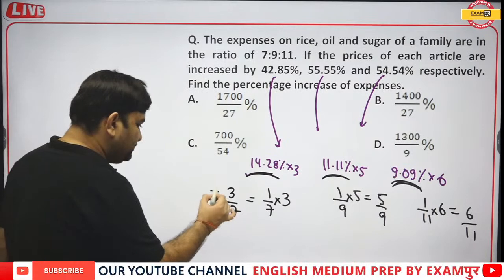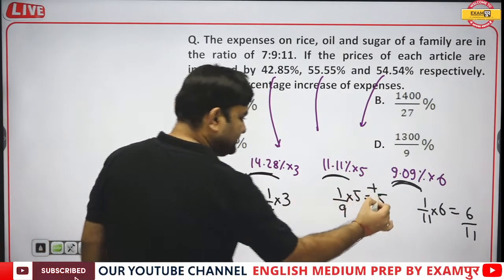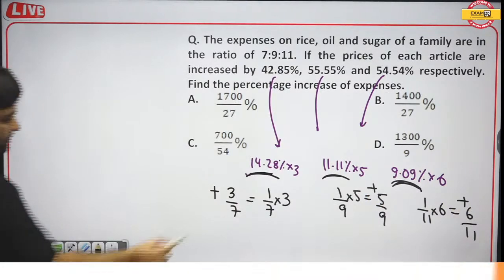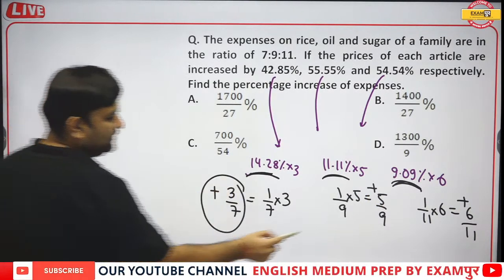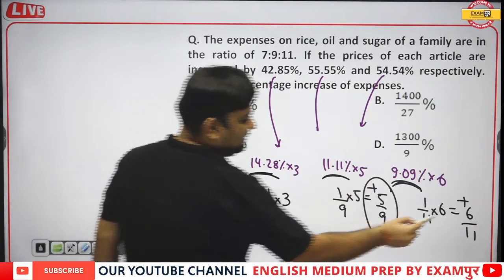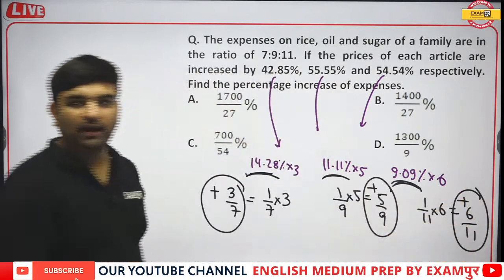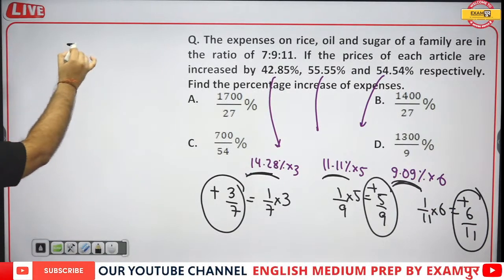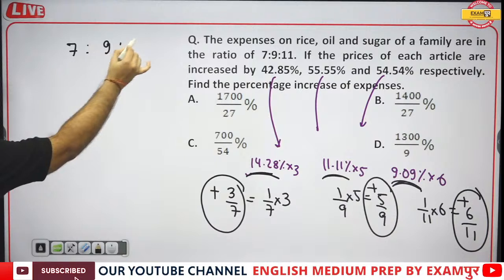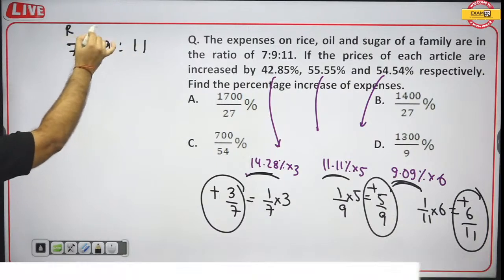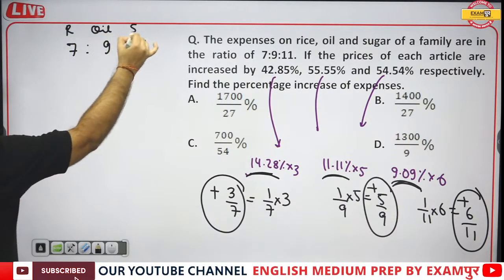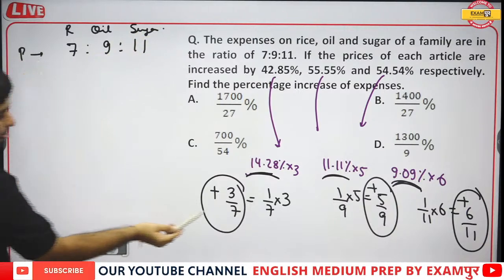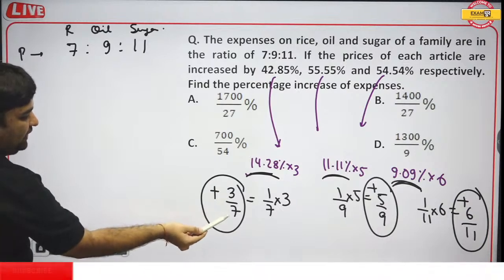Increasing means positive. Plus 3, plus 5, plus 6. So, increment of 3 over 7, increment of 5 over 9, increment of 6 over 11. Now, what are their previous prices? Their prices were 7, 9, 11. Rice, oil, and sugar. Previous. Now, there is an increment of 3 over 7.